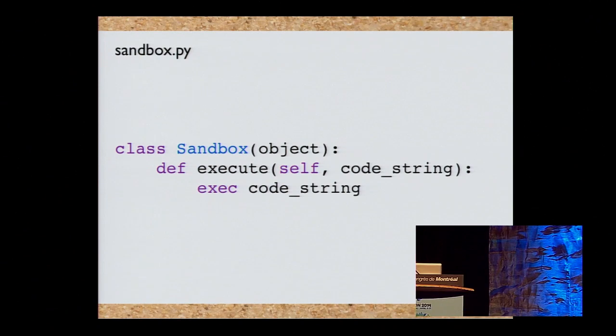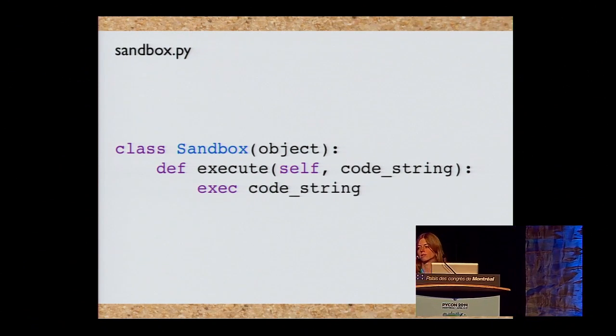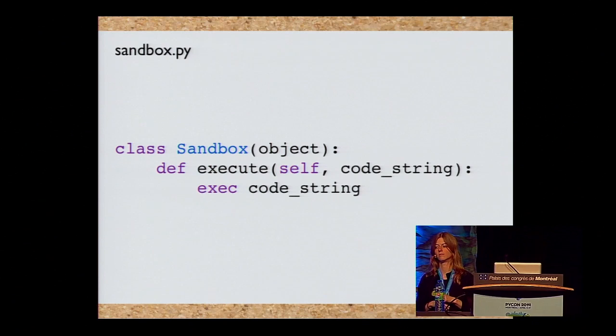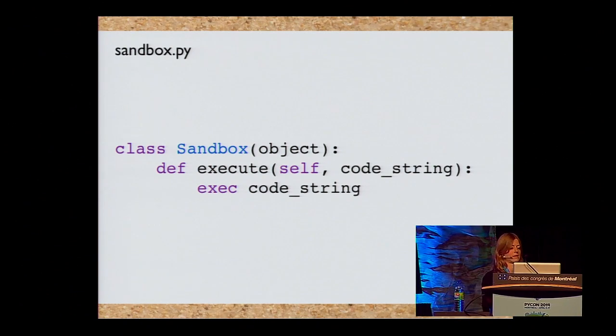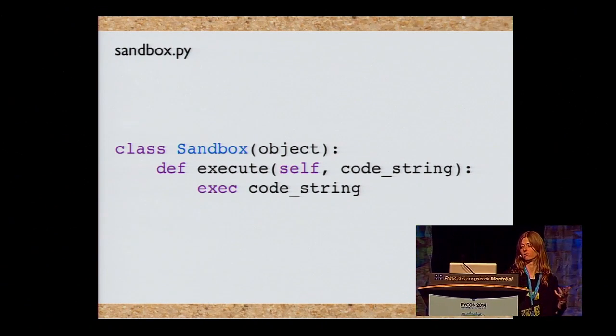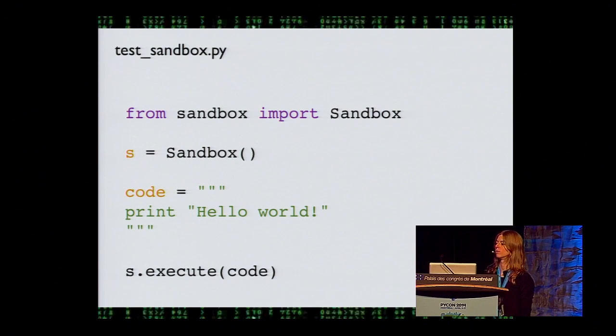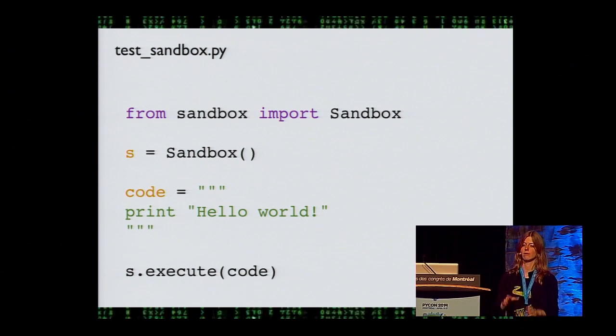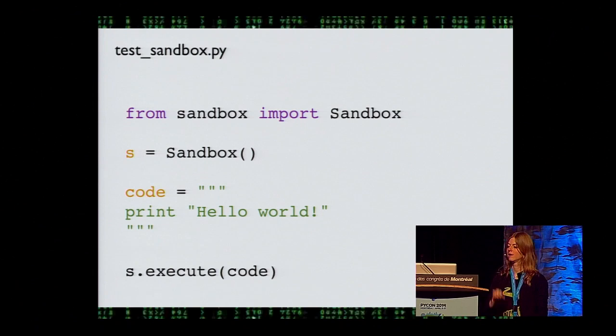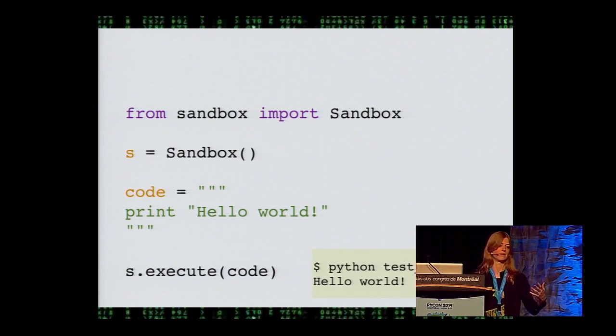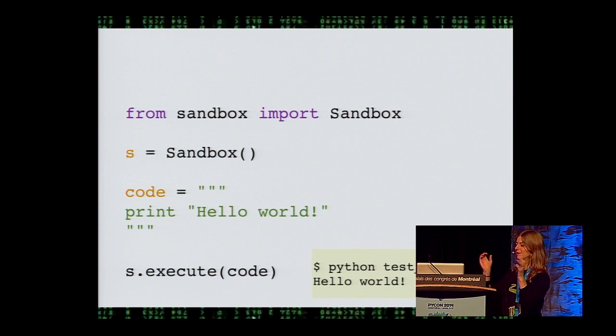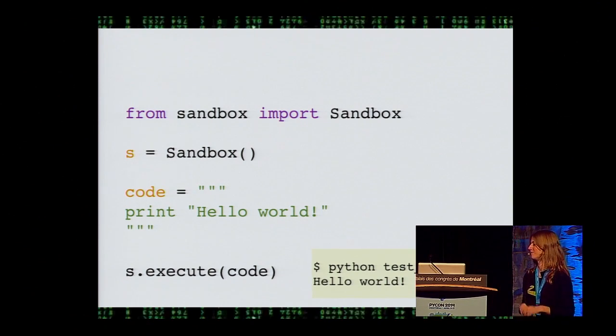And we'll set up a little test harness here. We have a sandbox class. It's really simple. It just has one method, execute, which takes a code string and execs it. OK, cool. So let's test this. We'll create an instance of our sandbox class, and we have some really simple code. We'll just print hello world, and we'll execute that code. And this works. Great. OK, so we've now written a sandbox that will execute anything, but it works.